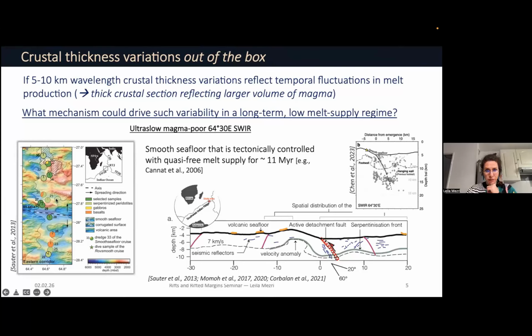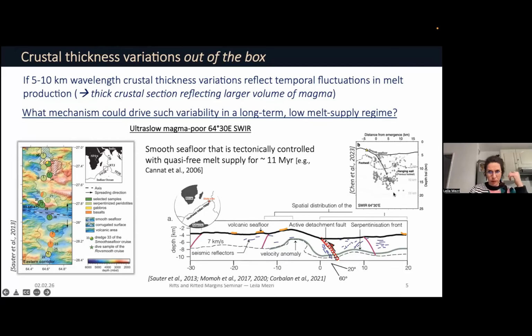Here the dominant lithology is serpentinized mantle. The seafloor is smooth and shaped by successive detachment faults, represented here with a pink color. This is a combination of different observations. And we know that this region records a low melt supply for almost 11 million years. The brittle lithosphere here is thick, up to 10 to 15 kilometers.